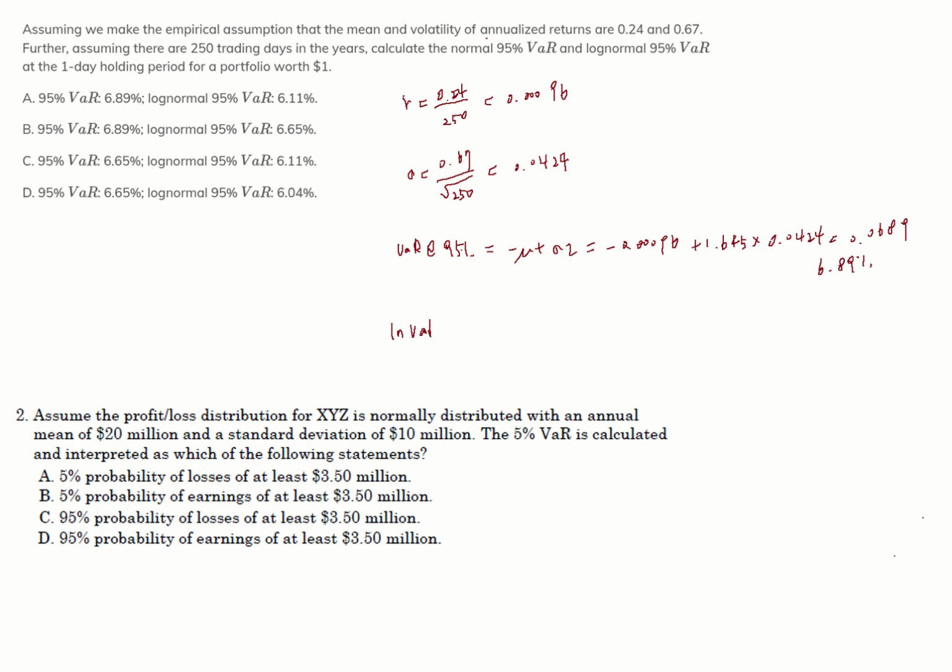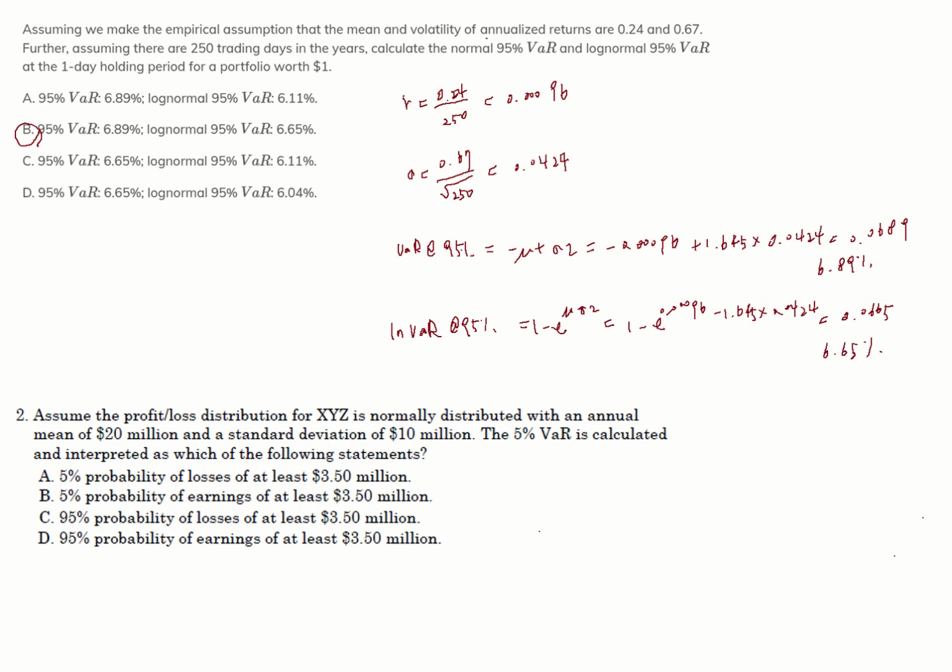And log normal VaR at 95% equals 1 minus e powered by mu minus sigma z, equals 1 minus e powered by 0.00096 minus 1.645 multiplied by 0.0424, becomes 0.0665, 6.65%. So answer is B.